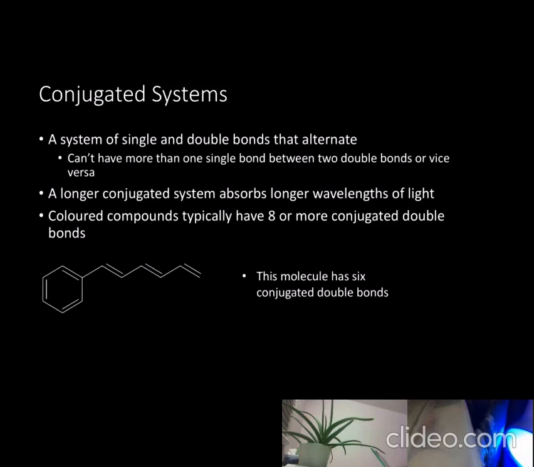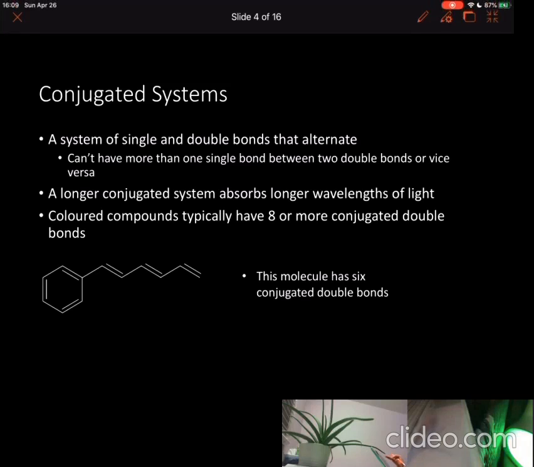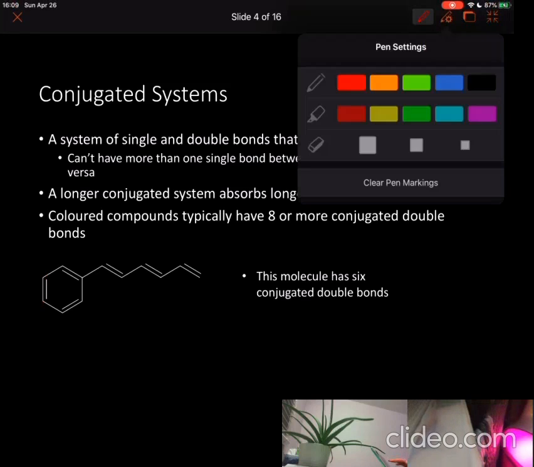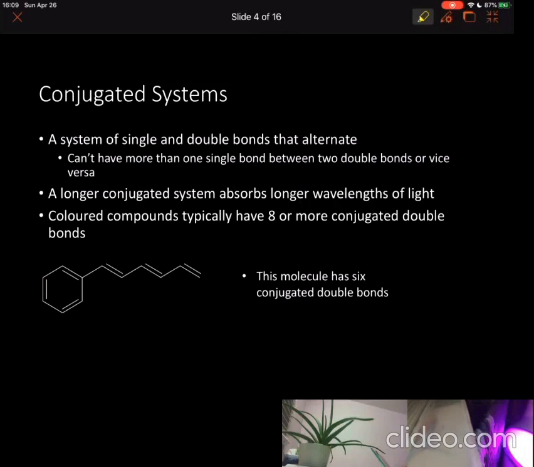And then if you want to clarify conjugated electronic structure or conjugated systems, you notice how there's 1, 2, 3, 4, 5, 6 double bonds here, and they each have one single bond in between, and so because they're alternating, it's a conjugated structure. And this one has 6.